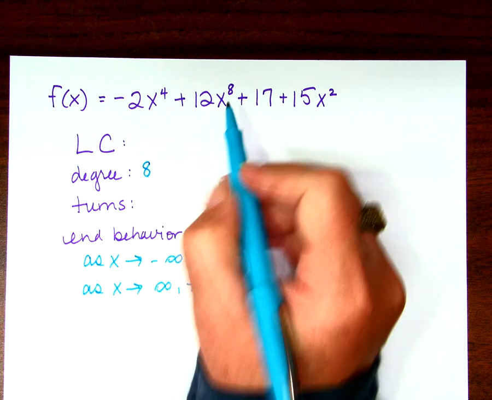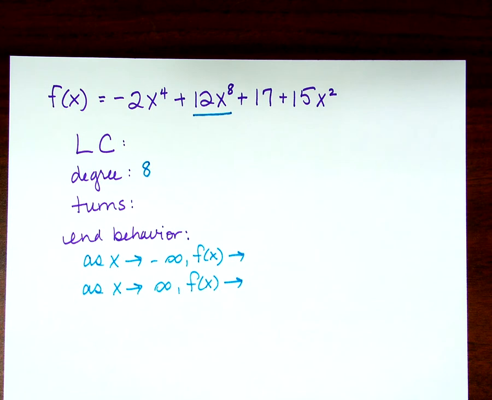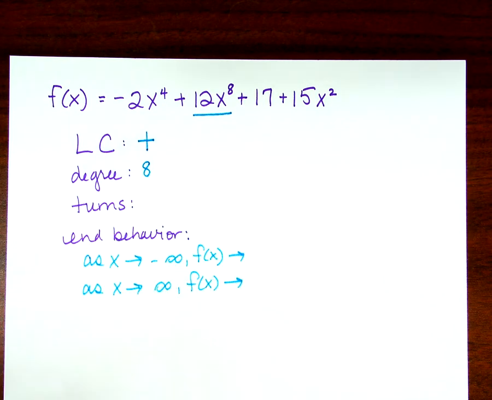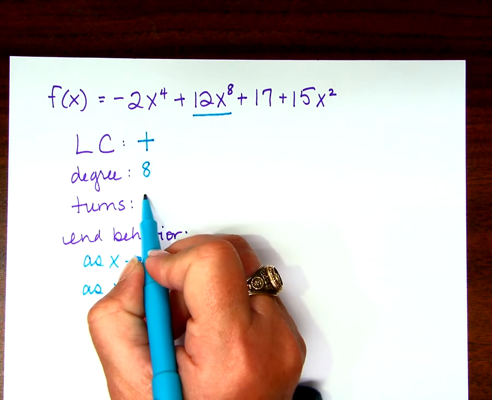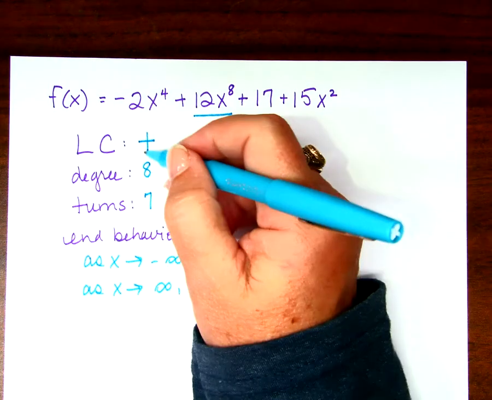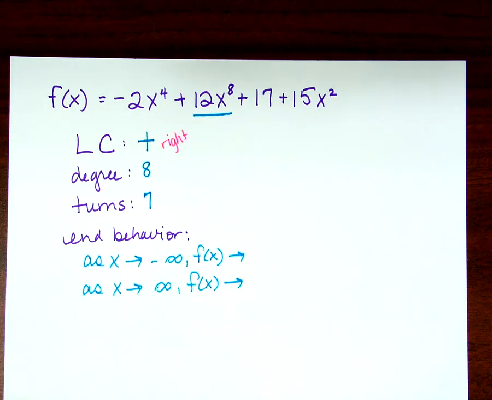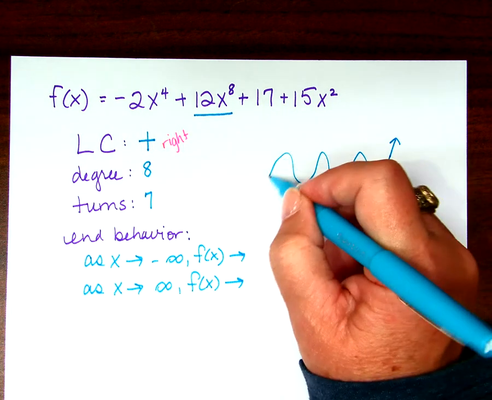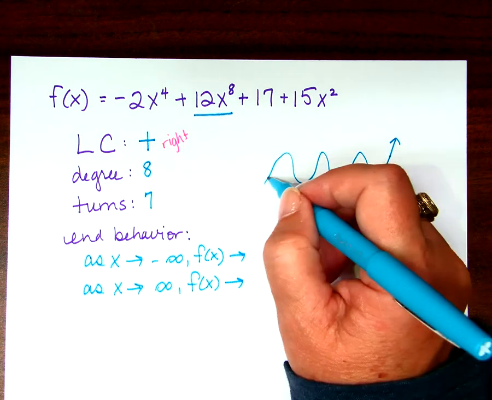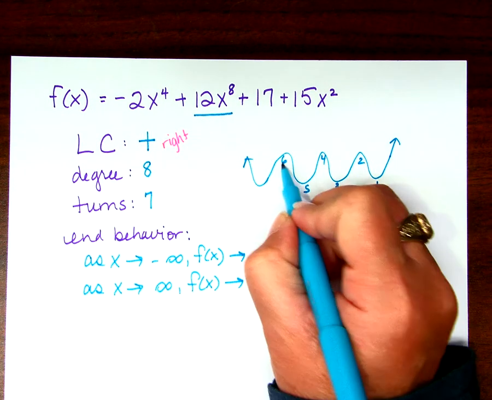If this is the degree, this is the leading coefficient, isn't it? Okay, so the leading coefficient is positive. It's positive 12, right? A positive. Okay. Turns? 7. All right. This tells me the right behavior. Yes, absolutely, and that's a great question. Okay, leading coefficient always tells me the right behavior. So 7 turns. 1, 2, 3, 4, 5, 6, 7 turns.